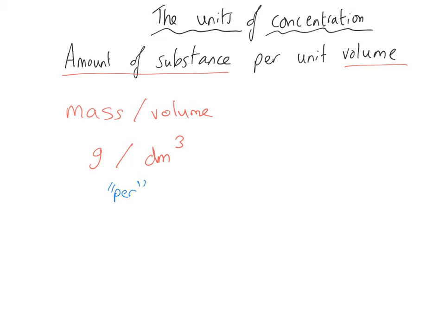The alternative units, instead of using mass, and another method of measuring the amount of a substance is in moles, and so moles per unit volume. The units for moles divided by volume is very logically mole for moles and volume once again in cubic decimeters. So we would say moles per cubic decimeter.